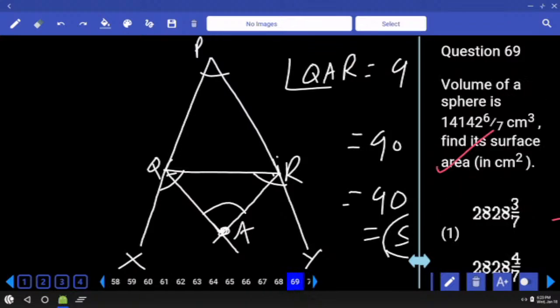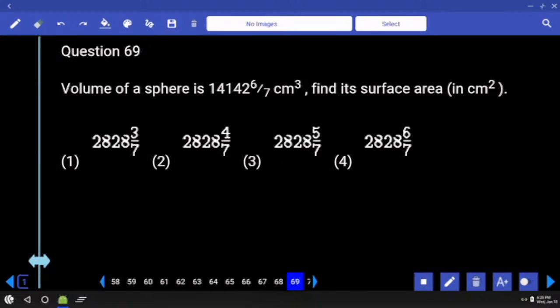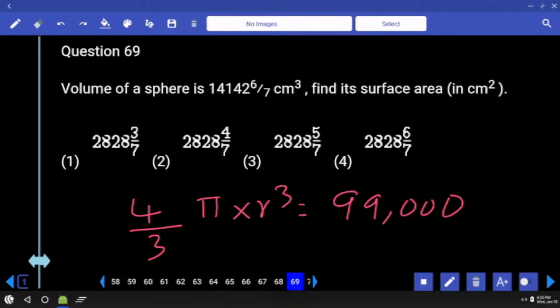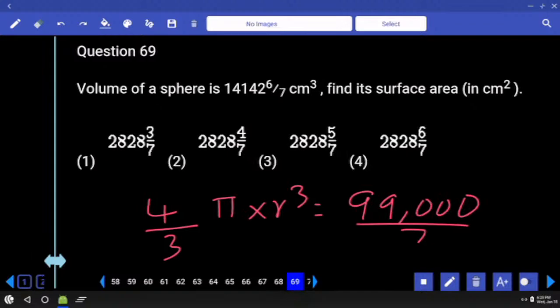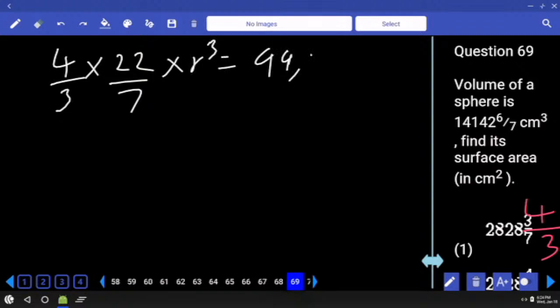Okay, next question, 16, and again a calculation based question only. Volume of a sphere. The formula is what? 4 by 3 pi r cube, which equals 99,000 by 7. Now we'll simplify it here. 4 by 3 into 22 by 7 into r cube equals 99,000 by 7. The 7s cancel.